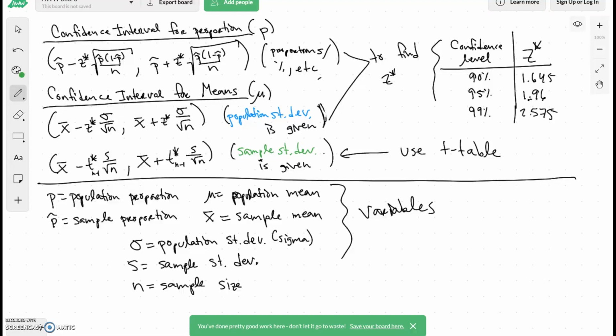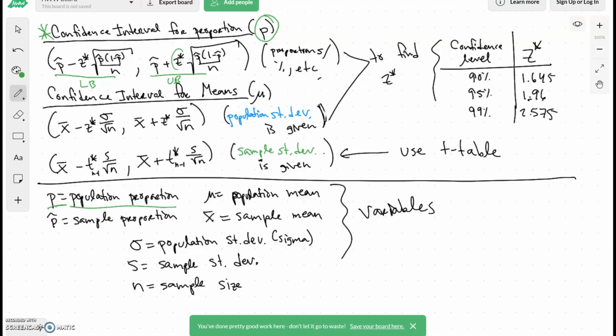So the first one is the confidence interval for proportions, right? And for the true value of the population proportion, right? So we know that we don't know what the true value is. So we're going to take a sample and we're going to find a lower bound, and I'm also going to have an upper bound. So these are the formulas that we use.